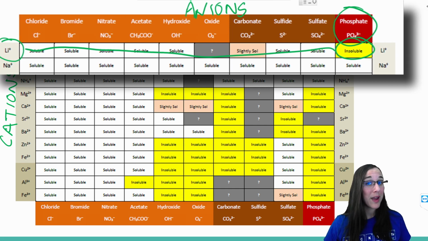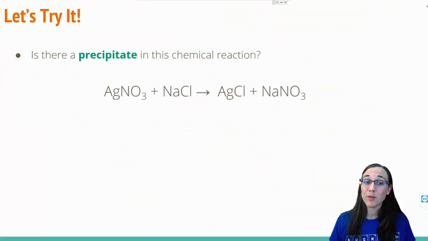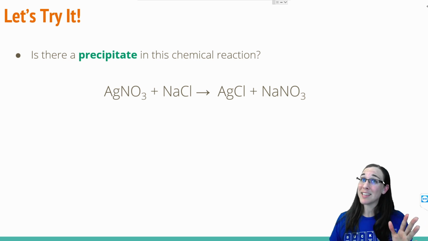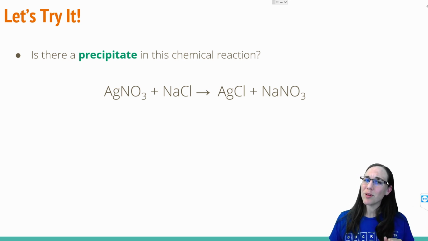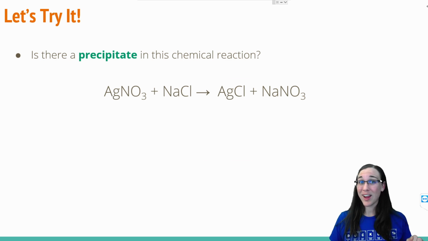This is just another way for you to help organize the solubility rules. Whatever works for you, use it. Hopefully you wrote down those solubility rules in one way, shape, or form. I'd like you to pause the video here and give this chemical equation a try. See if you can find the precipitate, if there is one, in the products. Ready, go!